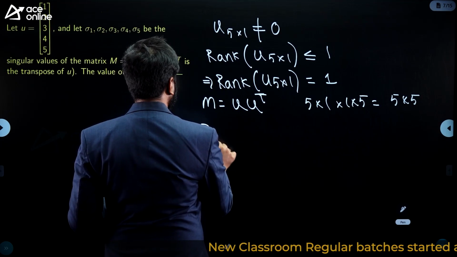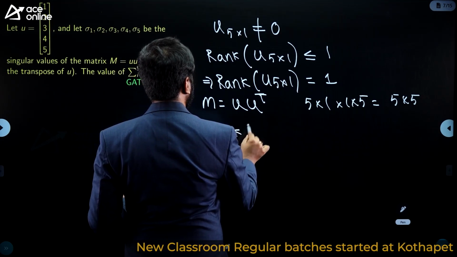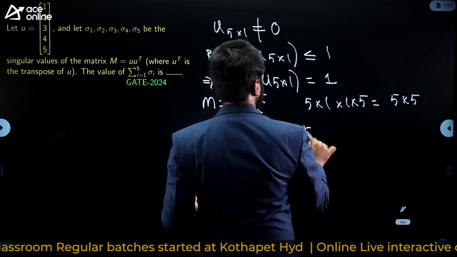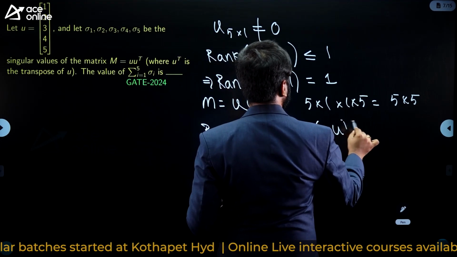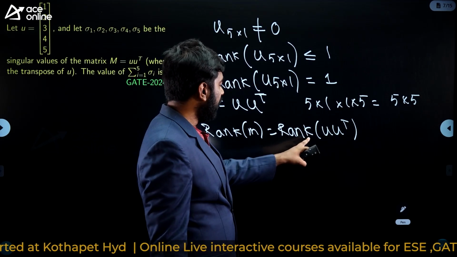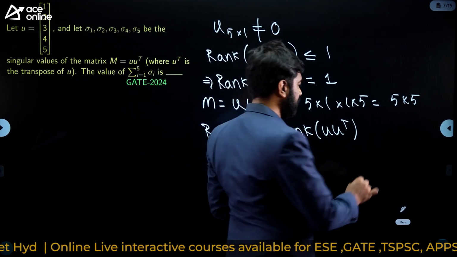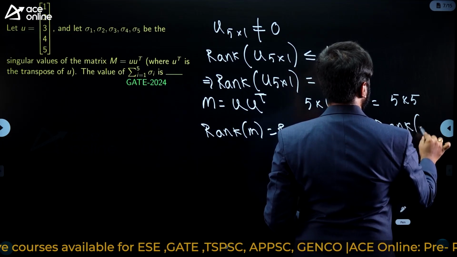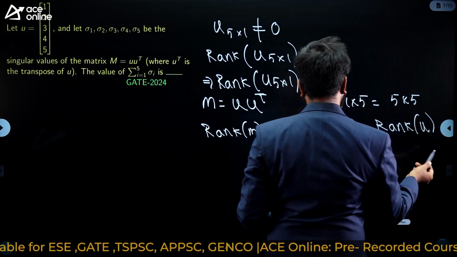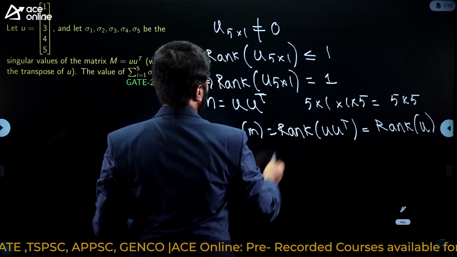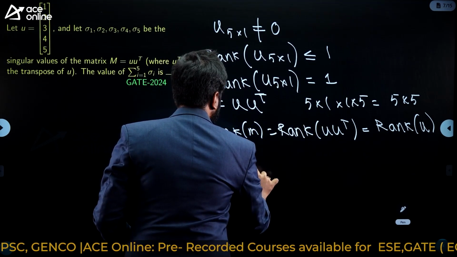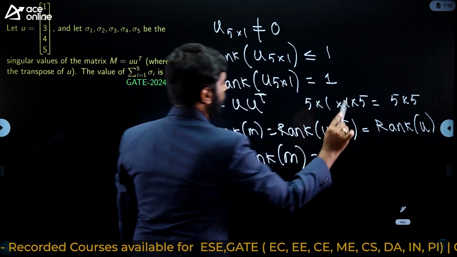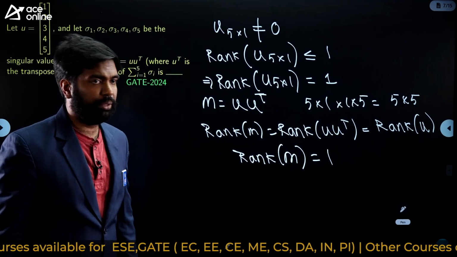So, what is the rank of M? The rank of M is the same as the rank of U into U transpose. You all know the property that the rank of U into U transpose is exactly equal to the rank of U, which is 1, because you said the rank of U is 1. So, the rank of M finally is 1. This is one piece of information.